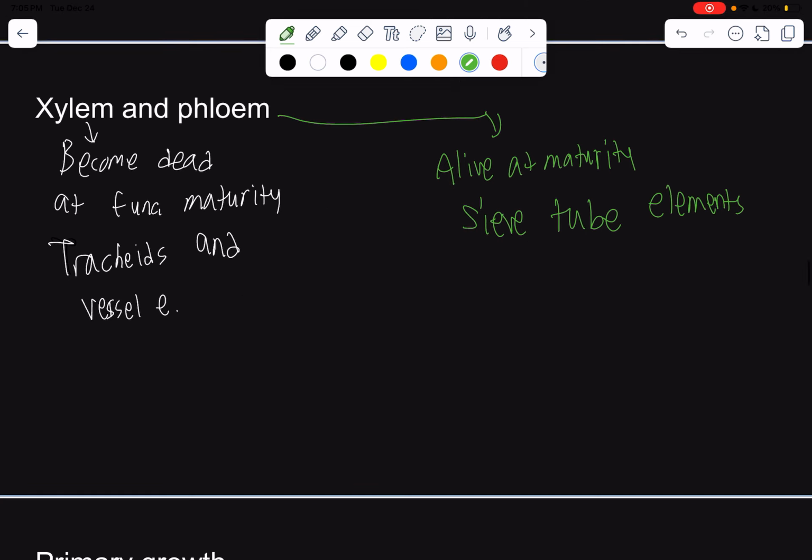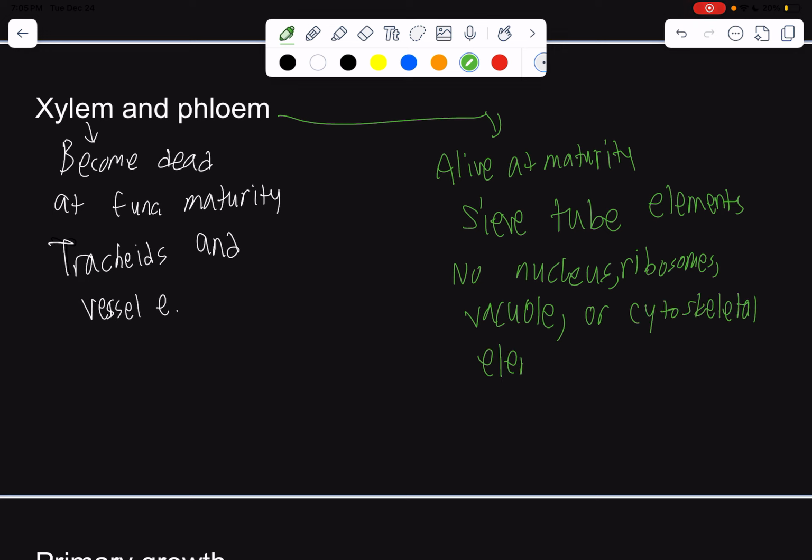They lack a nucleus, ribosomes, a vacuole, or cytoskeletal elements. Now, this reduction in cell content allows nutrients to pass more easily through the cell. The end walls become sieve plates, and they have pores.